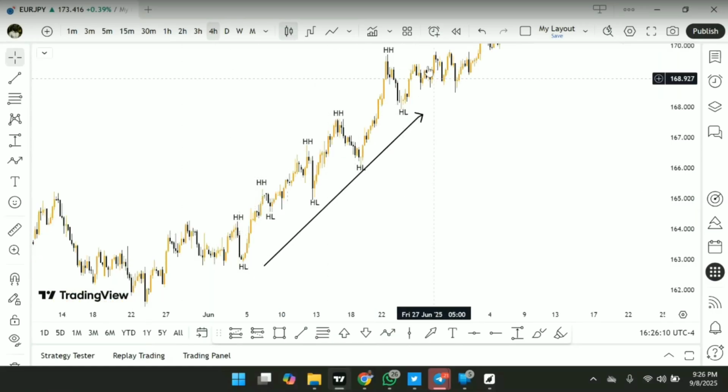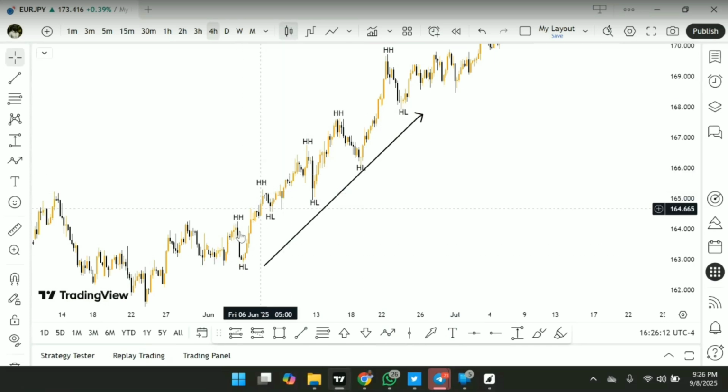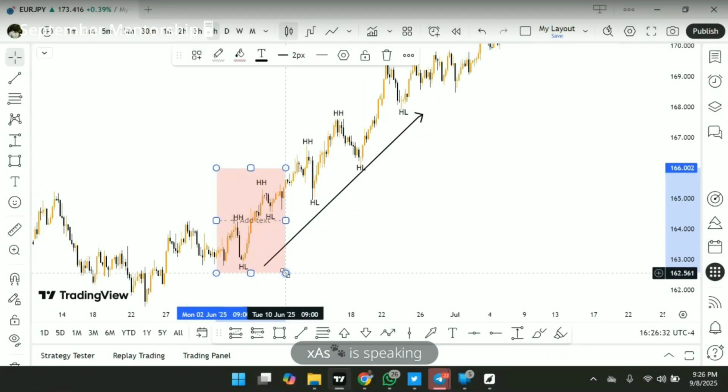So anything happening here, since on the other time frame I see the market being bullish, it is okay. For me to identify a market structure, or the trend of the market, I should see at least two higher highs, higher lows. This is one, and then this is two. This automatically will tell me the market is bullish.